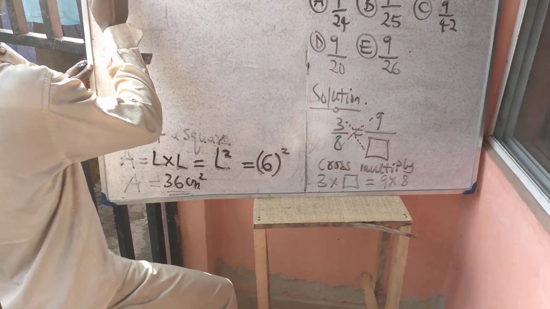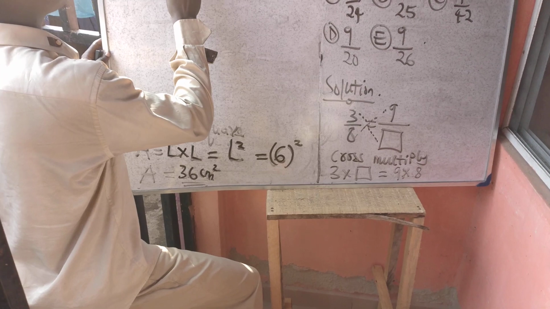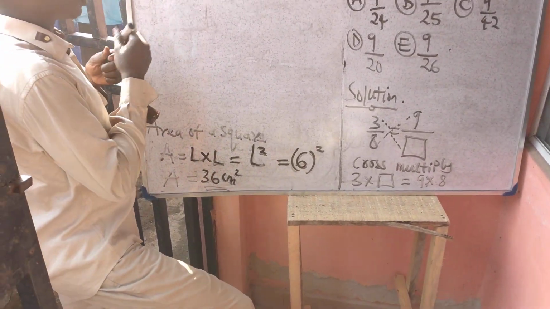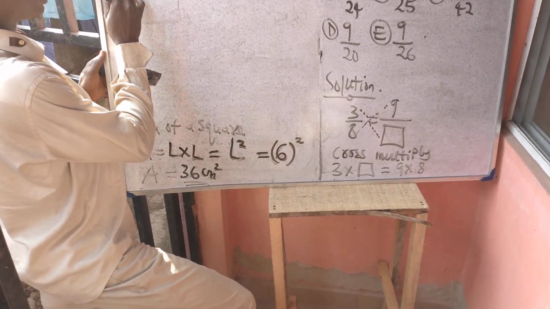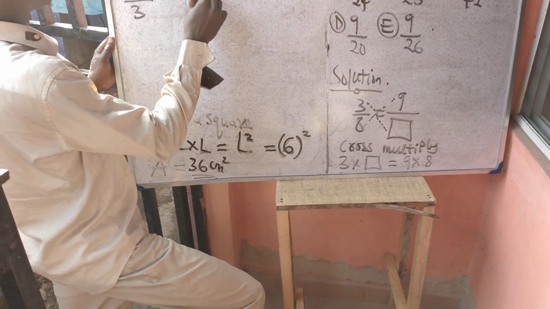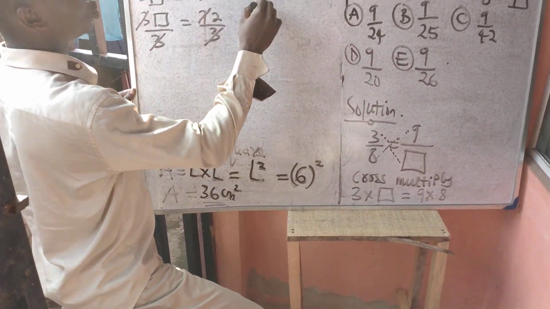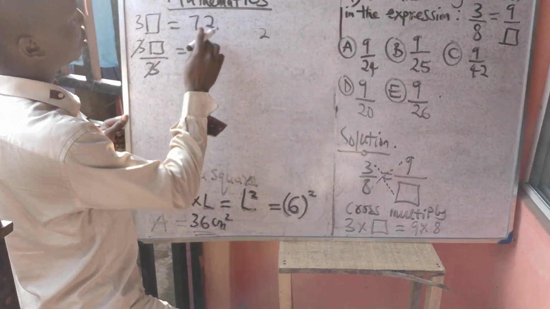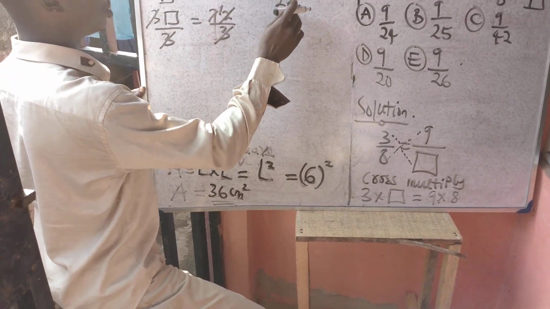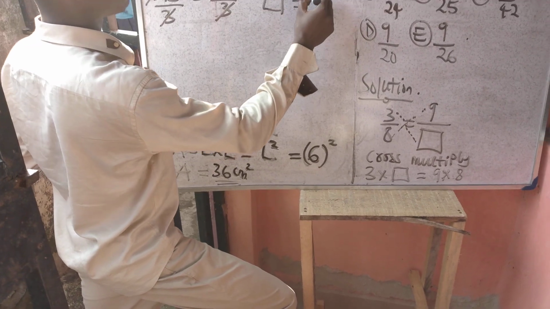So 3 times an empty box is 3 box, which is equal to 9 times 8, which is 72. Okay? So divide by the coefficient of box. The coefficient of box there is 3. So dividing by the coefficient now, 3 box divided by 3 is equal to 72 divided by 3. This will cancel this. And 3 going into 7 is 2 remainder 1. 3 going into 12 is 4. Okay? So the answer is 24. That implies that box is equal to 24.